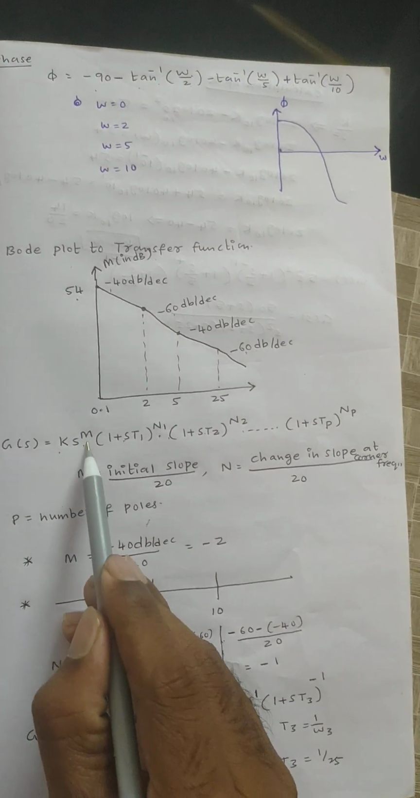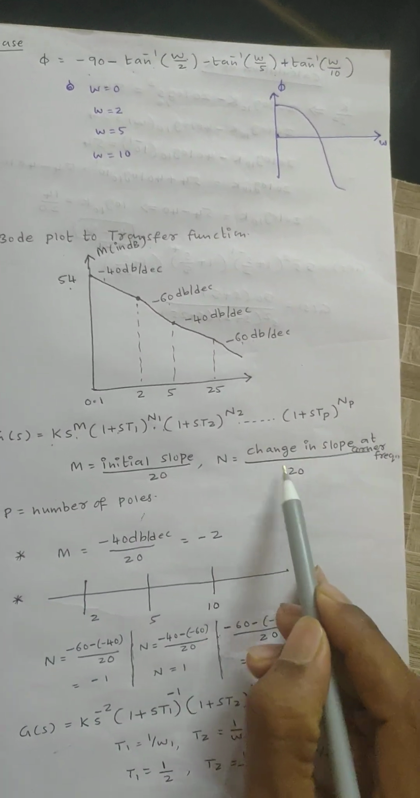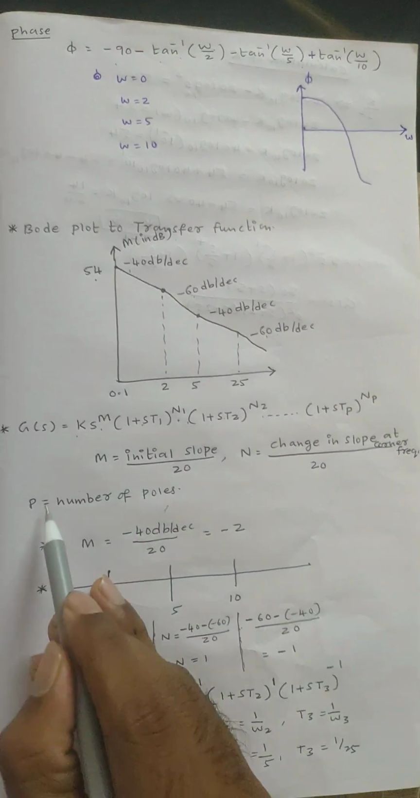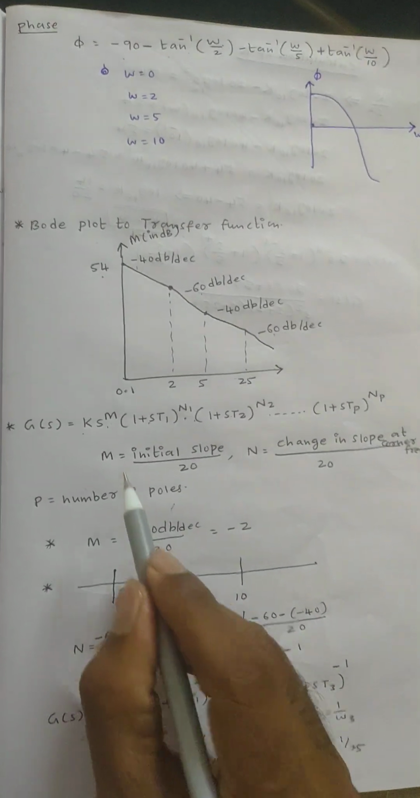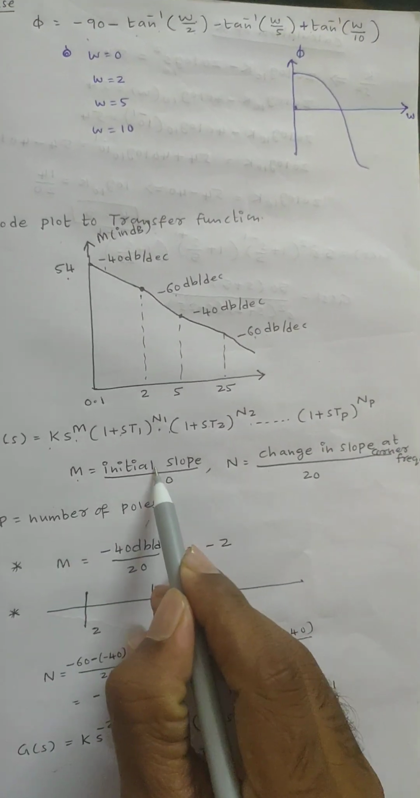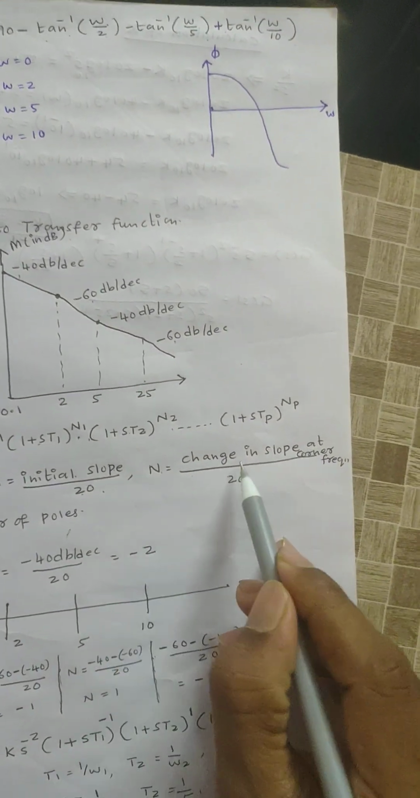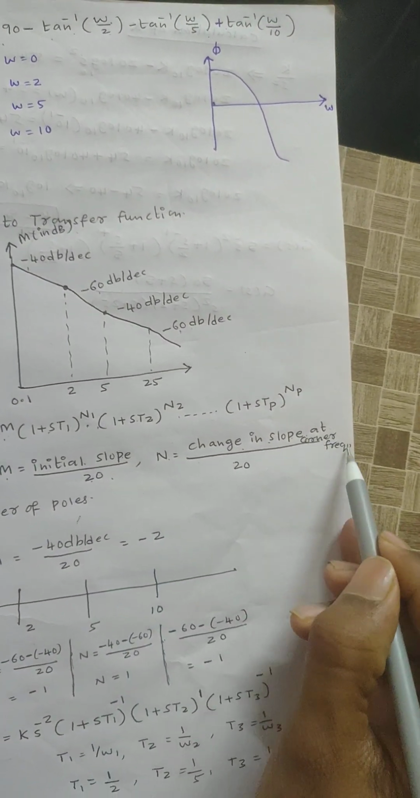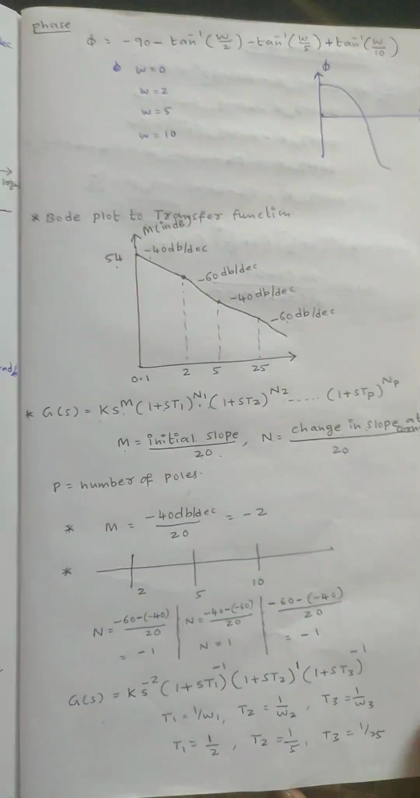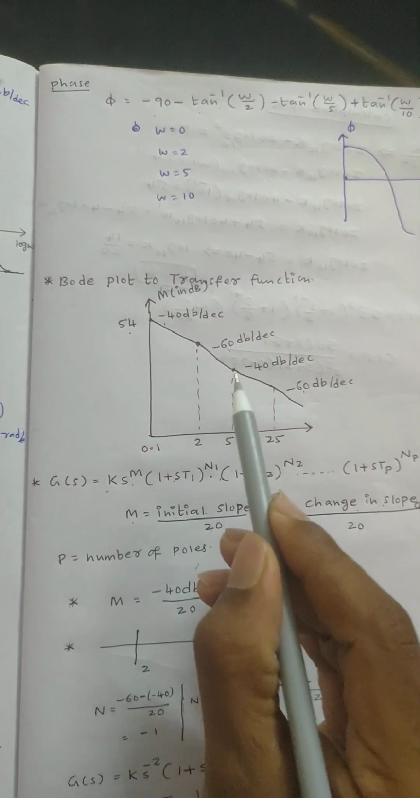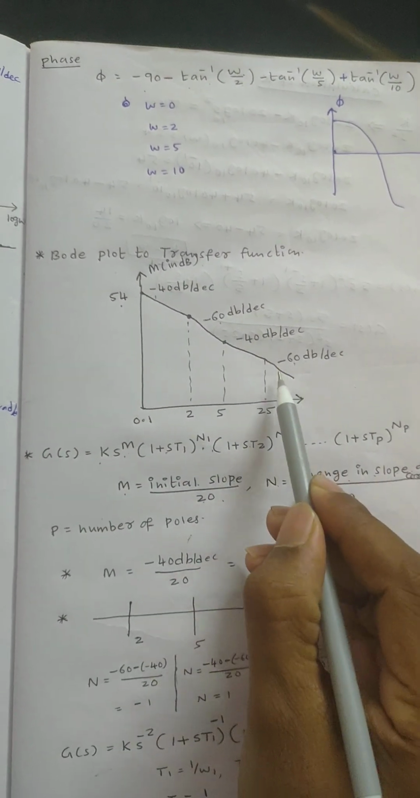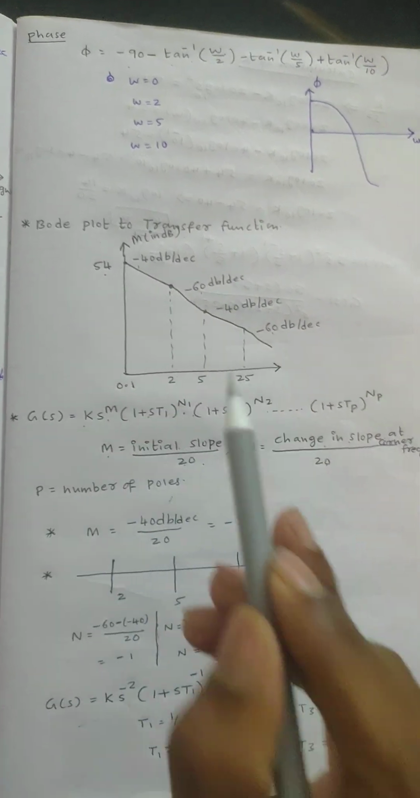Where m and n, how to calculate these m and n values is important. P is nothing but the number of poles. M is nothing but the initial slope divided by 20. N is nothing but the change in slope at the corner frequency divided by 20. Now see here, from the given Bode plot, we will see how to calculate G of s.